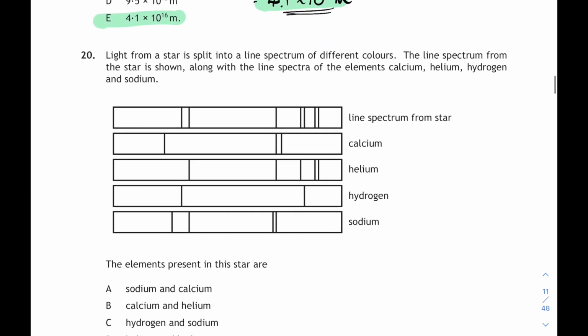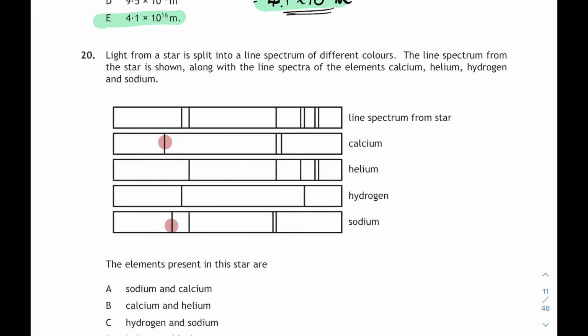Okay, last one, question 20. And this is about the line emission spectrum from different elements, or line spectra. And we have a line spectrum from a star in the first row there. And we have to identify what elements are present in that line spectrum. So let's look at them individually. Calcium, that line is not present in the line spectrum from the star. So there can't be any calcium in the star.